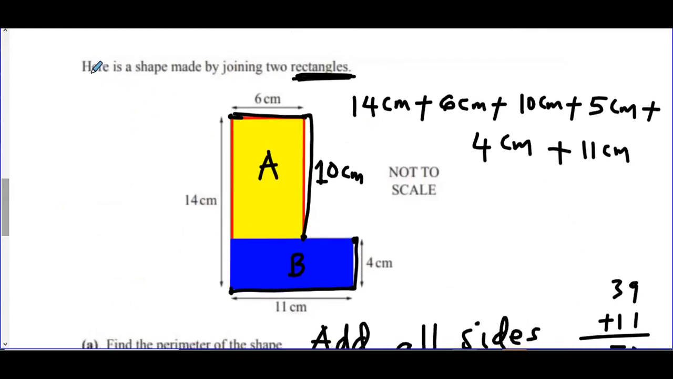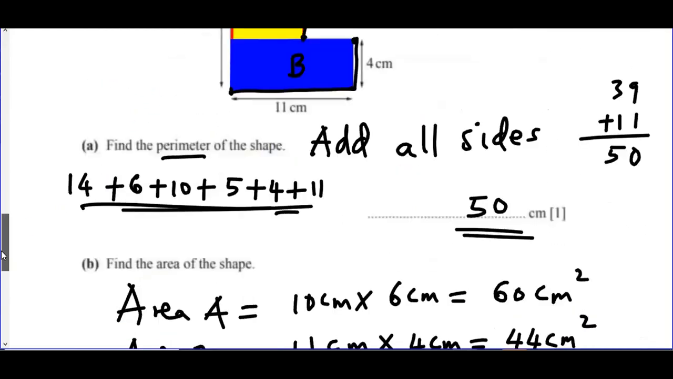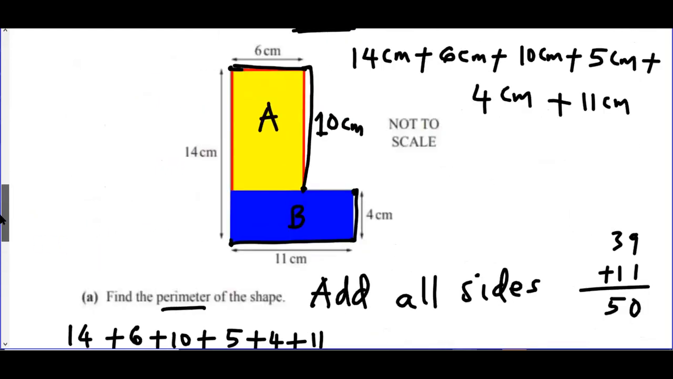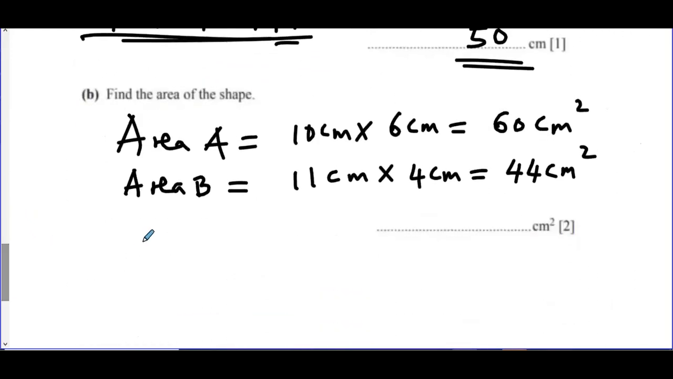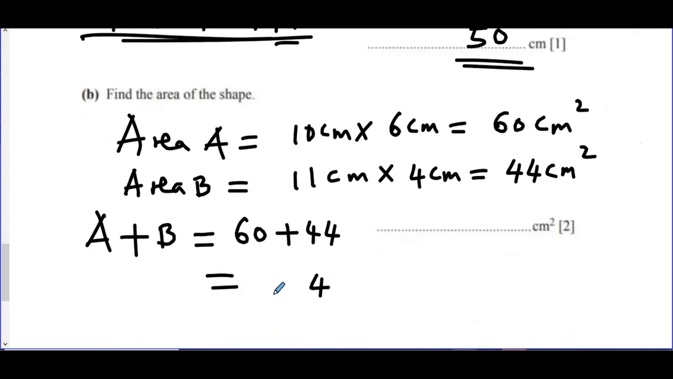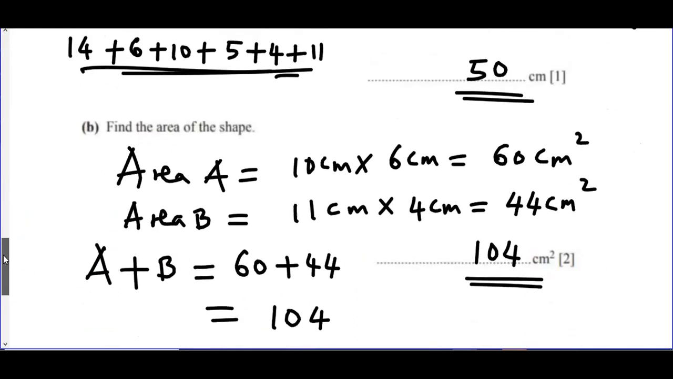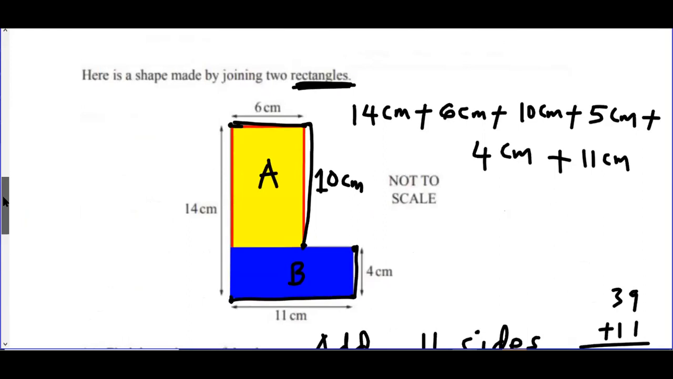So the question is, work out the area of the shape. Which shape? This shape here, which contains two rectangles. Can you see that area? So then you go ahead adding the two areas, which will be A plus B. This will be 60 plus 44, which is 104. So here you write 104 centimeters squared. Okay, so simple as that.